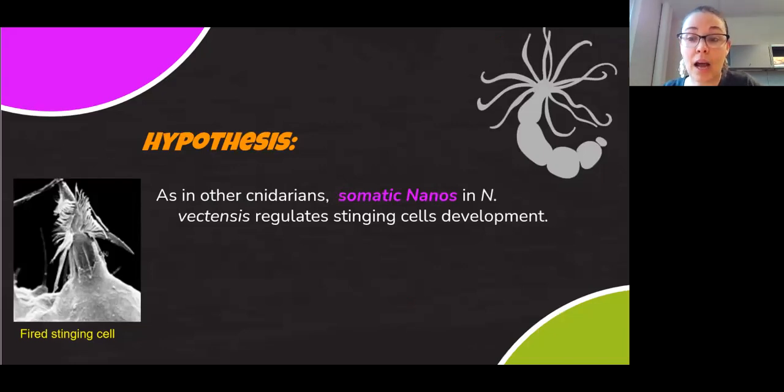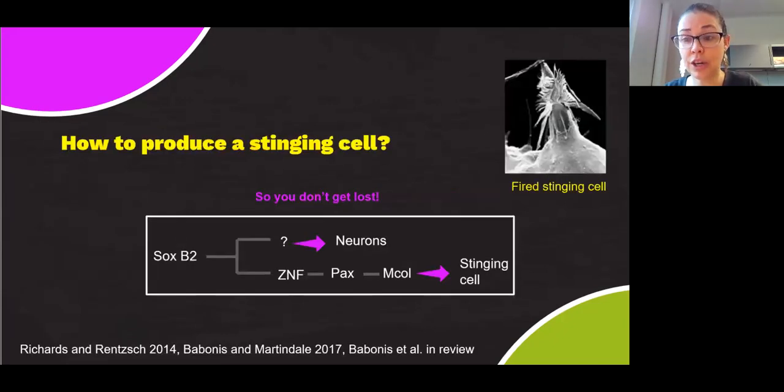So our hypothesis for this paper, in the same way as in other cnidarians, is that we believe the somatic nanos in Nematostella vectensis regulates stem cell development. In order to pursue that, let's first look at how we produce stem cells. Previous studies were able to demonstrate the pathway to produce stem cells.